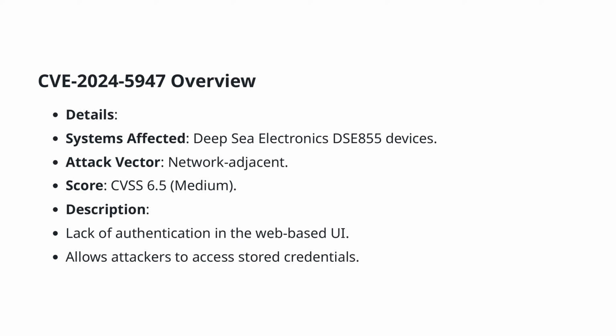Let's delve into the specifics of CVE-2024-5947. This vulnerability primarily affects Deep Sea Electronics DSE855 devices, making them susceptible to attacks. The attack vector is network adjacent, meaning an attacker needs to be within the same network to exploit the vulnerability. The Common Vulnerability Scoring System rates this threat as 6.5, which is categorized as medium.